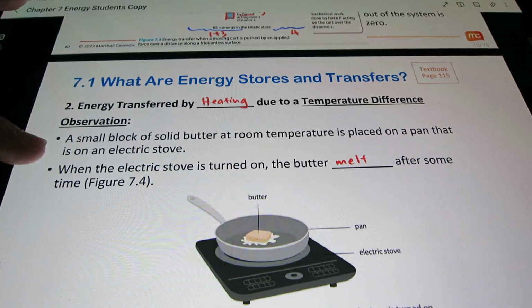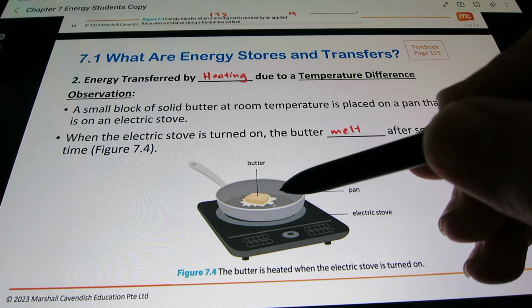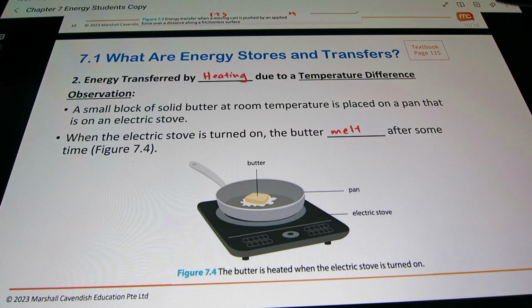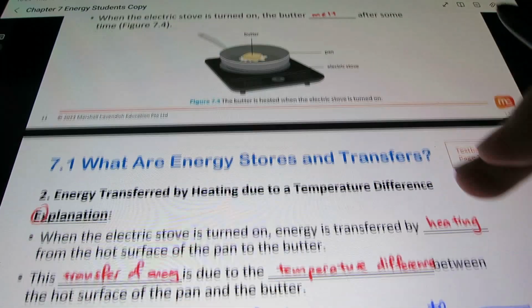So I'll run through one more example. I think all this is quite easy. Energy transferred via heating because of the temperature difference. I have a block of butter. It's in a pan and I'm heating it up. The butter will melt. So this is your observation. It melts. Why does it melt?